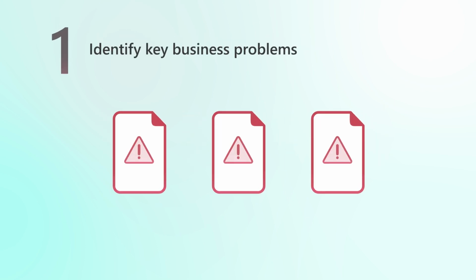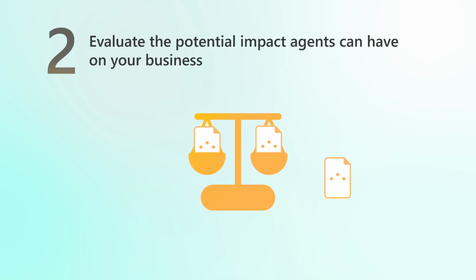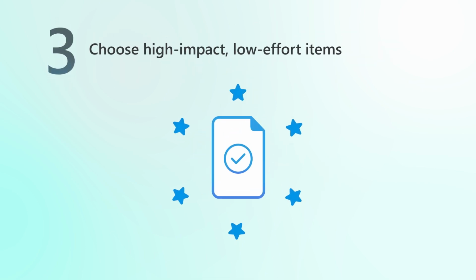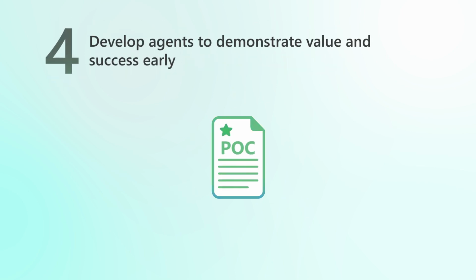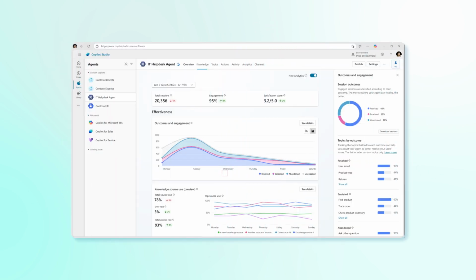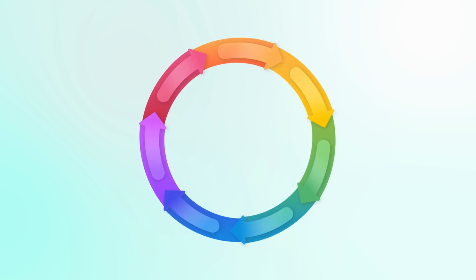Step 1, identify key business problems. Step 2, evaluate the potential impact agents can have on your business. Step 3, choose high-impact, low-effort items. Step 4, and develop agents to demonstrate value and success early on. That's it. Then leverage the built-in analytics to learn, monitor, and continue improving your agent.